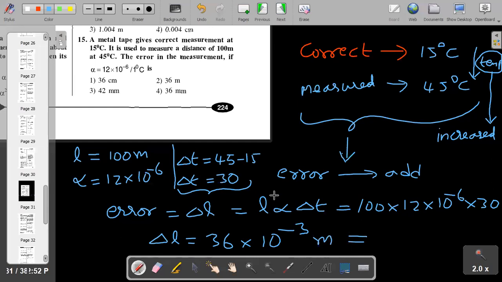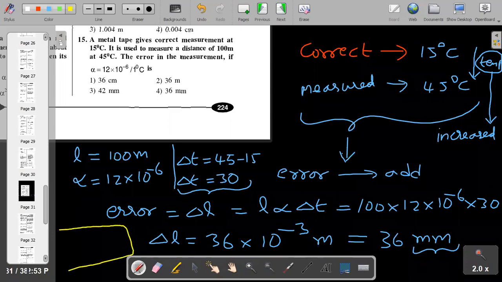Meter. But in the options, I didn't find that type of option. But I also know that 36 × 10 power minus 3 meter is nothing but 1 millimeter. Actually, I know one topic, that is the relation between millimeter and meter. What is the relation? I can write 1 millimeter is equal to 10 power minus 3 meter. This is the relation between millimeter and meter.